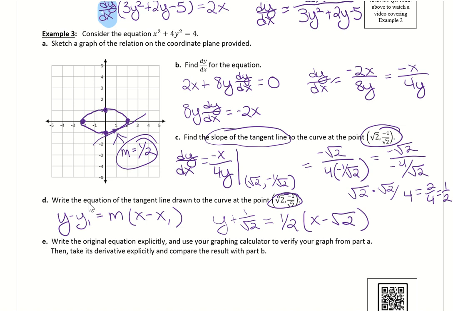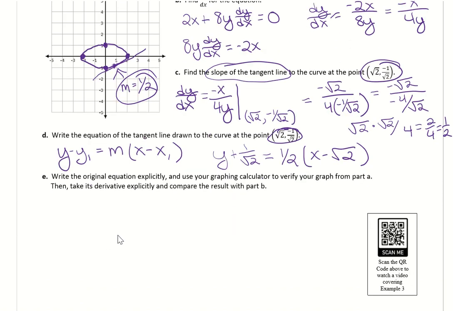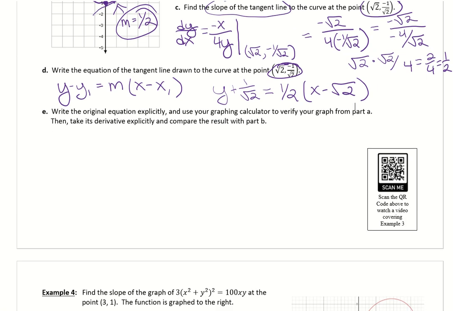So now it says write the original equation explicitly and use your graphing calculator to verify the graph. Then take its derivative and compare the result with part B. So what does it mean to write the original equation explicitly? It means to get all your y's on one side and all your x's on the other side. So let's do it. We've got x squared plus 4y squared equals 4. So let's work towards getting all our y's on one side. Let's subtract x squared from both sides. So 4y squared equals negative x squared plus 4.